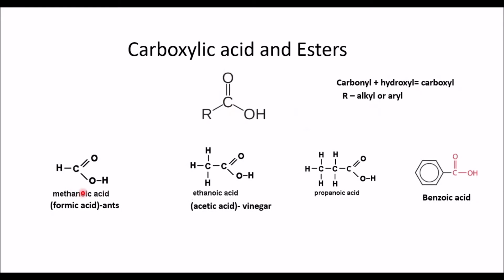Methanoic acid is the simplest carboxylic acid where the carboxyl group is attached to a hydrogen. Its common name is formic acid and it is found in ants. 2-carbon carboxylic acid is called ethanoic acid. Its common name is acetic acid and it is found in vinegar.